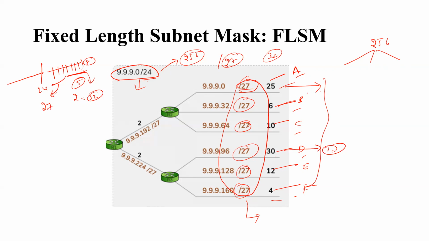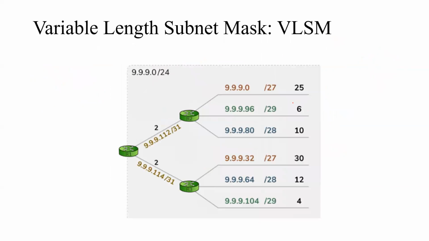Though here they need only 6 IP addresses, they are assigning /27 only because of FLSM. So what's happening again? From classful, we are wasting IP addresses. Again in classless also we are wasting IP addresses, because we need only 6 IPs, but we are assigning 32. That's why the VLSM concept comes into the picture.